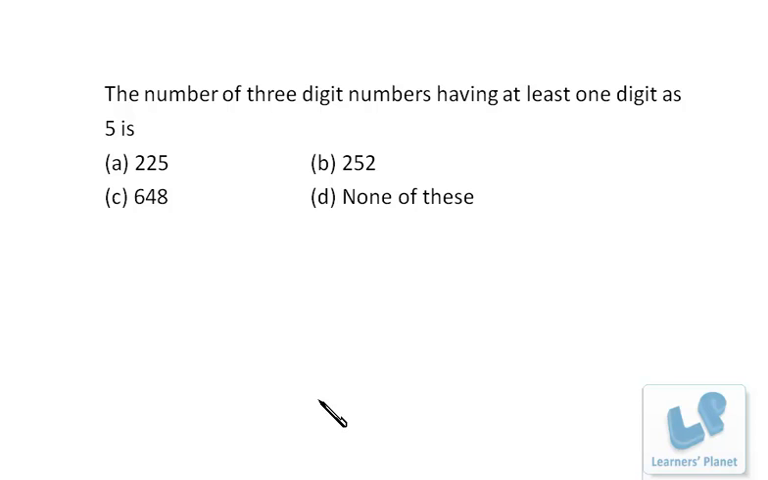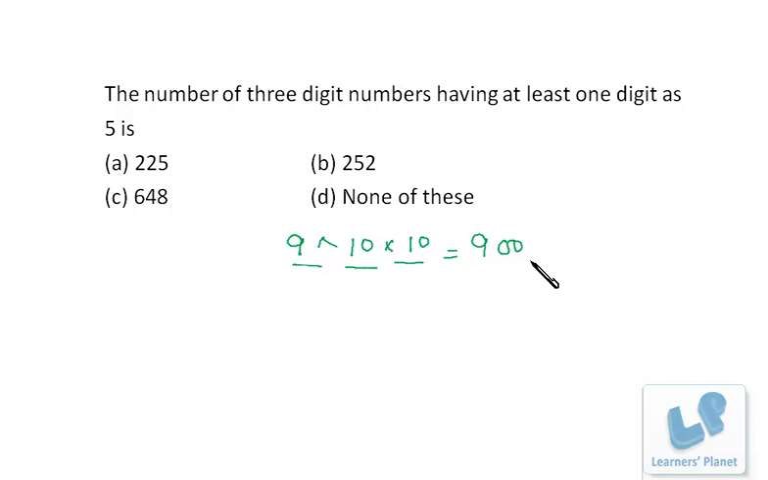So what I do, I take a reverse approach. So how do I do that? The total number of 3-digit numbers will be, there are 3 places. For the first place we have 9 choices, for the second place we have 10, and for the third place we have 10. So in all, we have already discussed this sort of question. So in all there are 900 3-digit numbers, right?